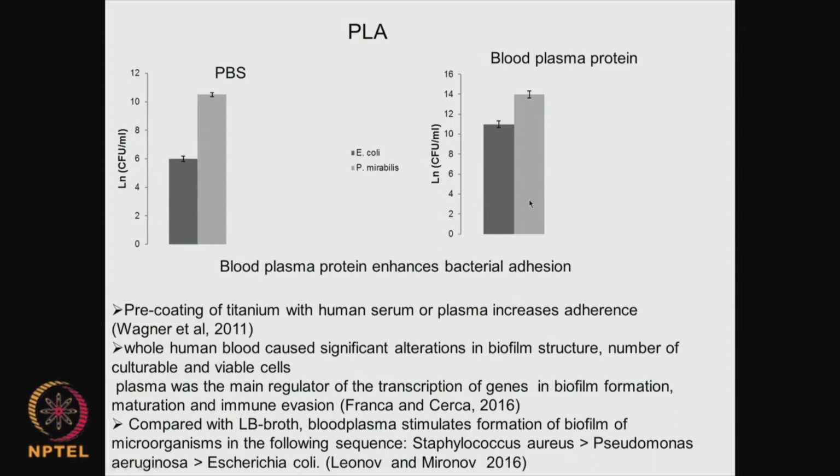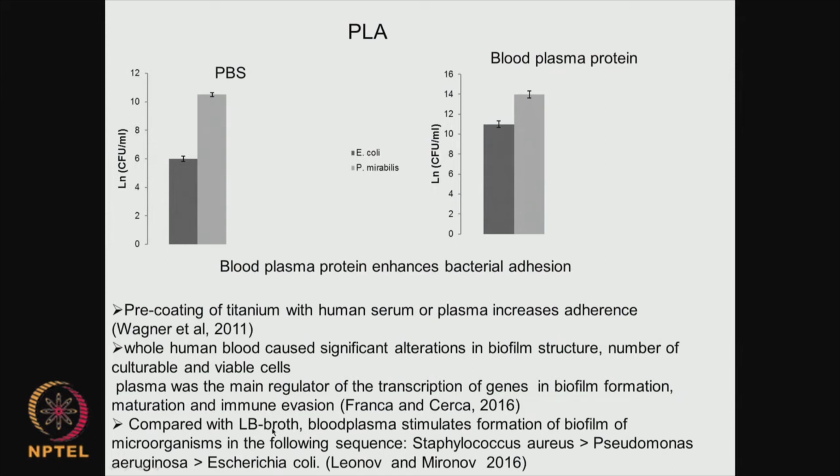So, the blood plasma protein enhances bacterial attachment. You have to be very careful when you are talking about having biomaterial in the presence of blood plasma. Blood plasma protein has been found not only in this polymeric system, but also on pre-coating of titanium with human serum or plasma increases adherence. Whole human blood causes significant alteration in biofilm structure, number of culturable and viable cells. Plasma is observed to be the main regulator of the transcription of genes in biofilm formation, maturation and immune evasion. This is another reference.